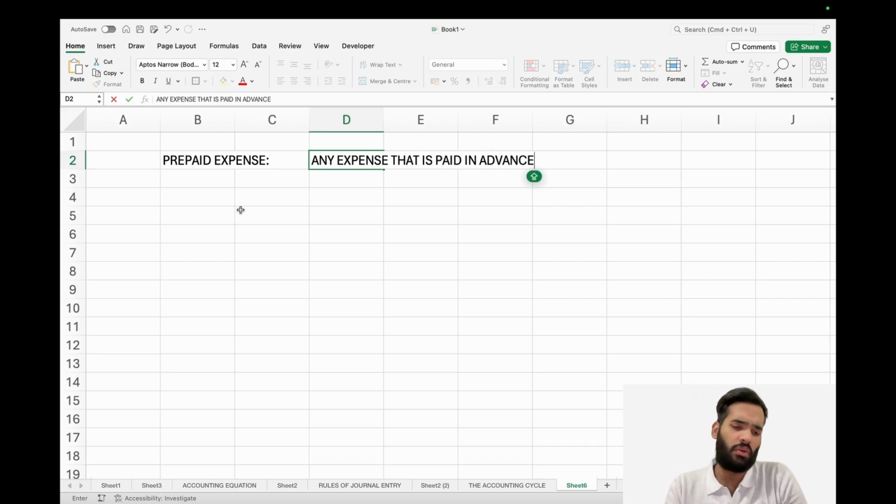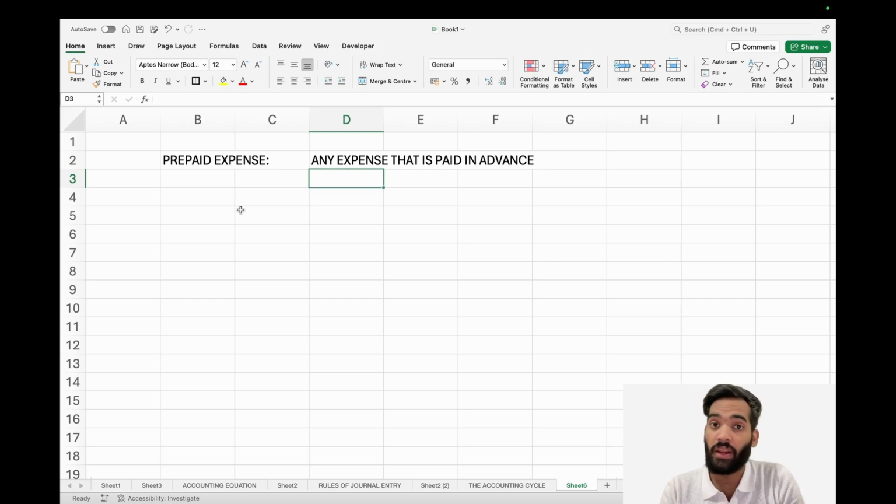So usually in real life, insurance is a prepaid expense, right? Because of course we have to pay ahead of time. But obviously you can pay any expense ahead of time. You can pay rent ahead of time. You can pay salaries ahead of time. So it can arise from any situation. So you have to understand that prepaid expense is basically any expense that is paid in advance.